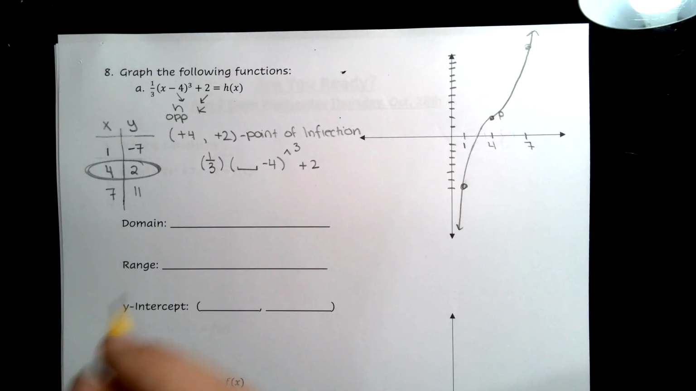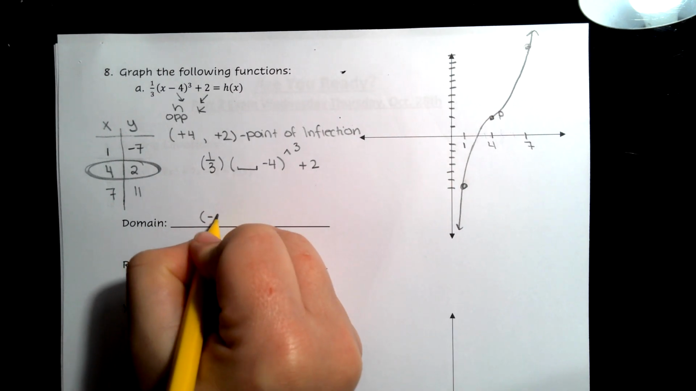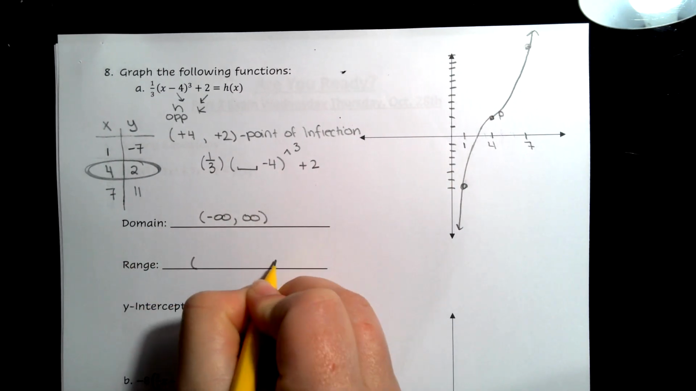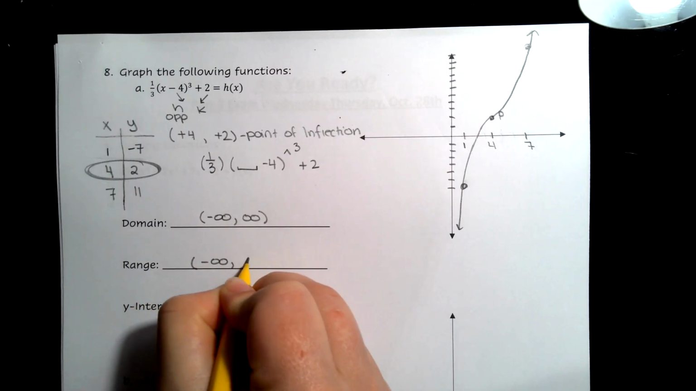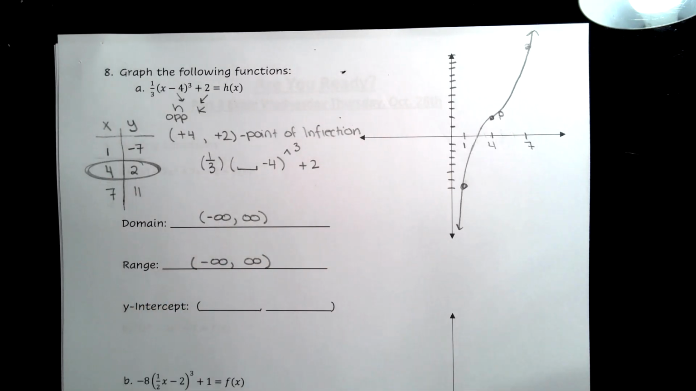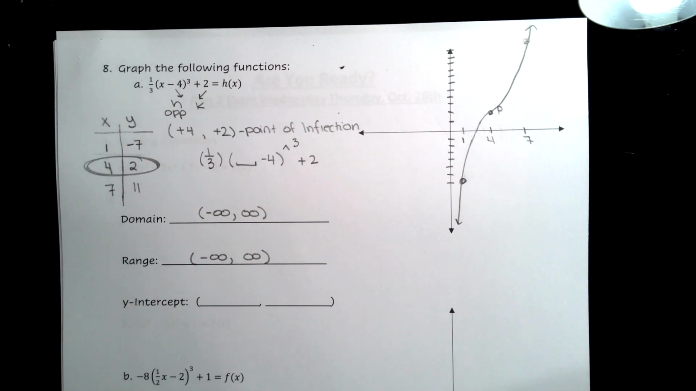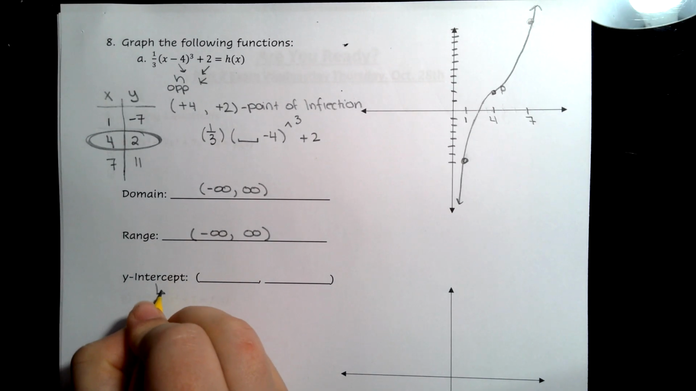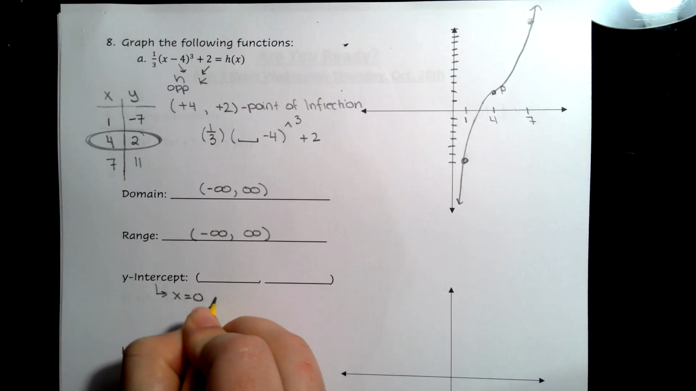All right, for domain. Domain for your cubic function is always going to be the same. It's going to be from negative infinity to positive infinity. And your range is also going to be from negative infinity to positive infinity. There are no limitations on your cubic function, so you can just write it's going to be all real numbers as well.